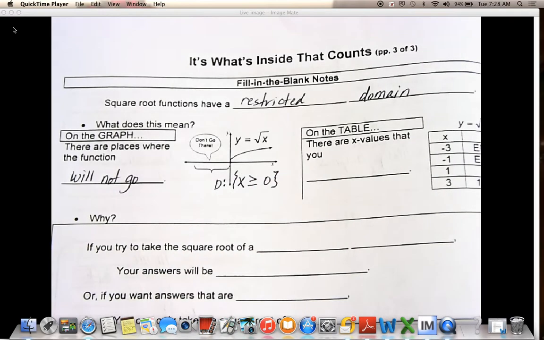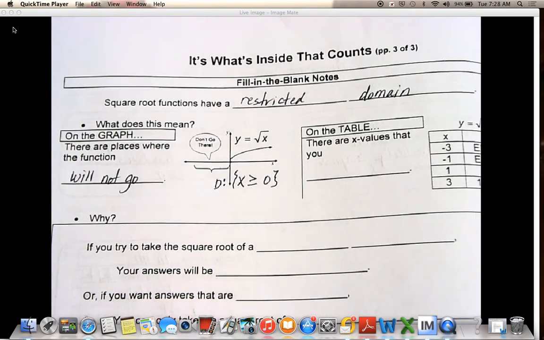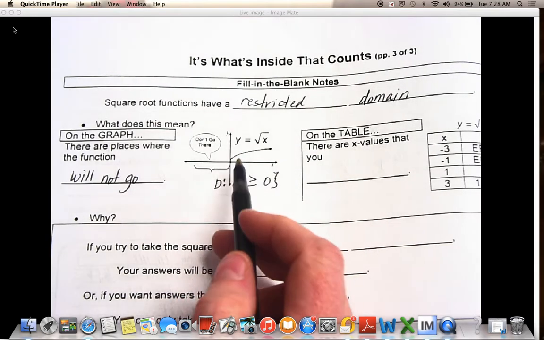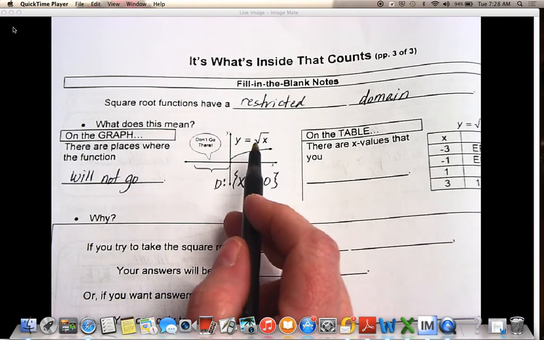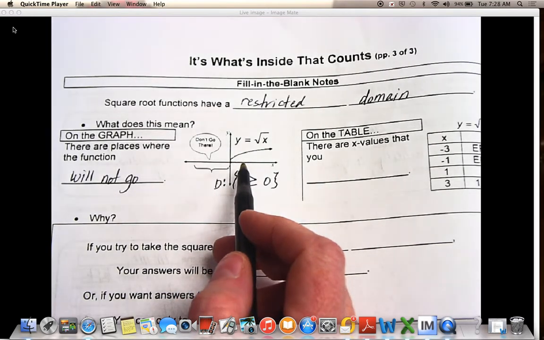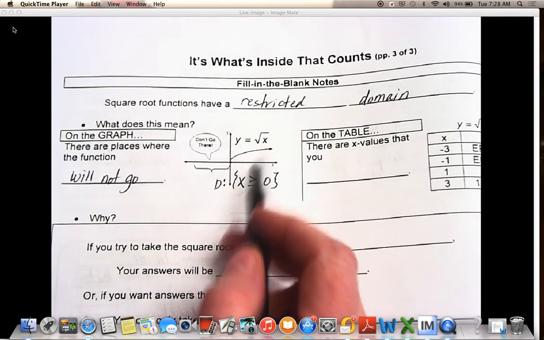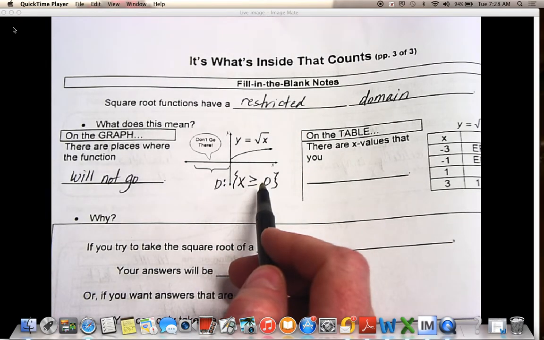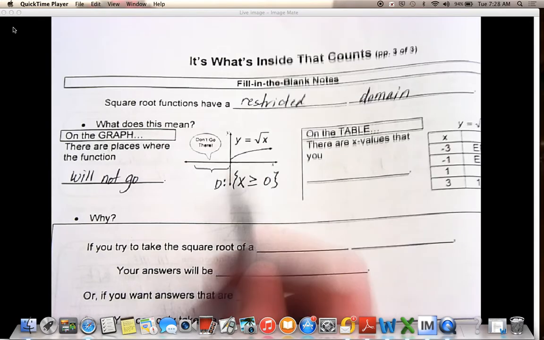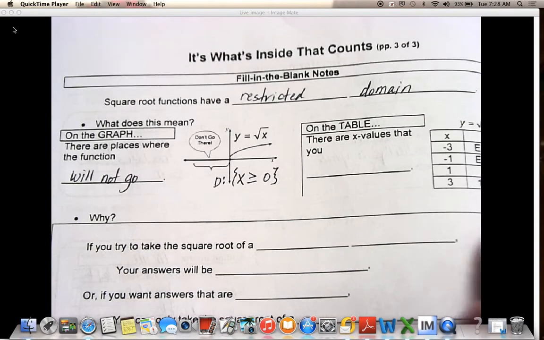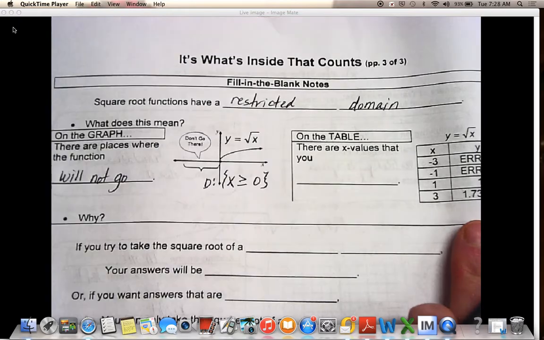for our parent function. But you can do that with any graph. Just look at where the square root function starts, where the endpoint is. Look at that x value. And if it's going to the right, it's going to be x greater than or equal to whatever x value it's starting at. It works the same way if you're looking at a table.